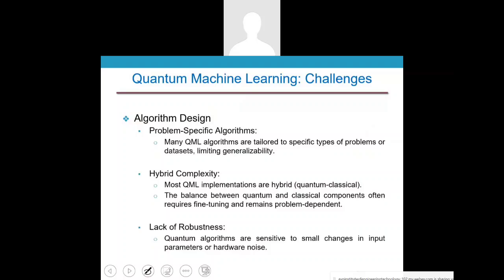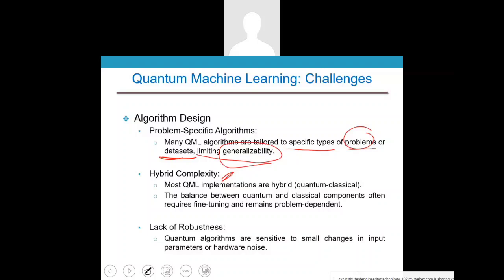So one challenge is at the data level, one at the hardware level, and another at the algorithm level. What kind of algorithms are required? There are problem-specific algorithms. Many quantum machine learning algorithms are tailored to specific types of problems or datasets. Sometimes we change the architecture, that is, the entire state inside the gates and its representation, for a particular problem or based on what type of dataset is available. So what does this limit? Generalizability. Okay. Then hybrid complexity.